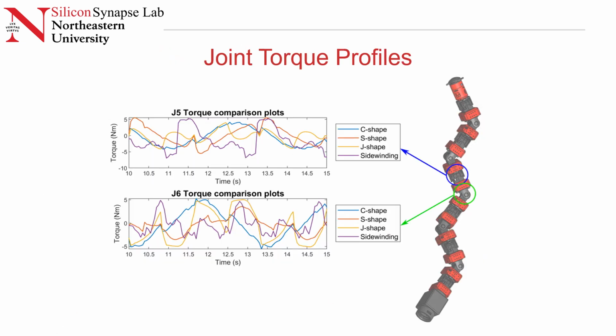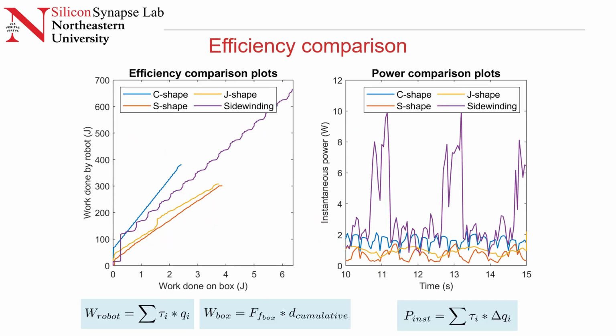We can also study the joint torque profiles during this test. So shown here is the torque profile for two of the joints, one pitching and one yawing, for each of these different gaits. Through this, we compare the total work done by each of the gaits and the power consumed during each of these tests.